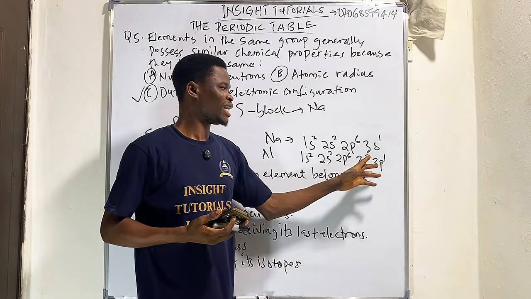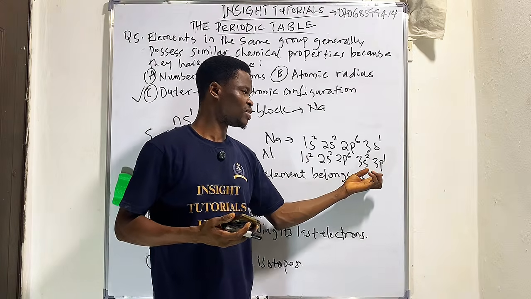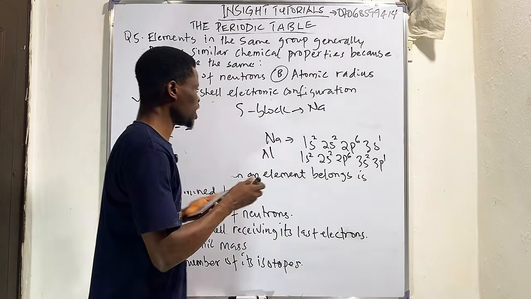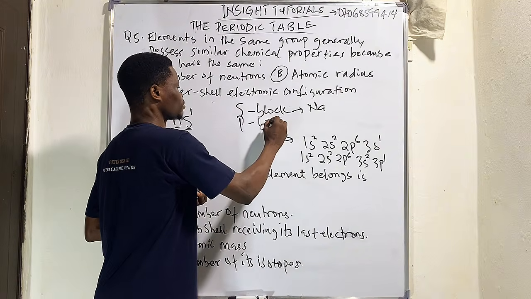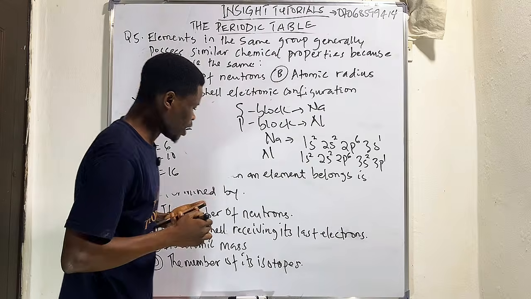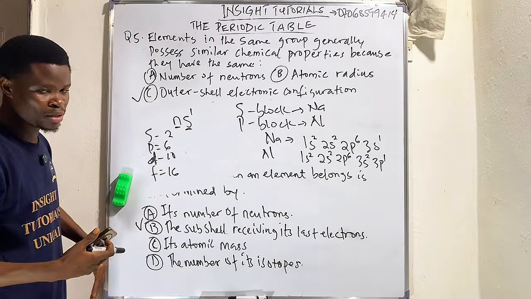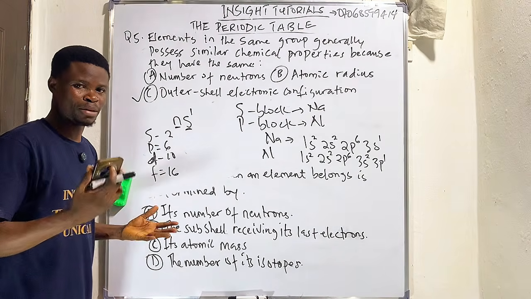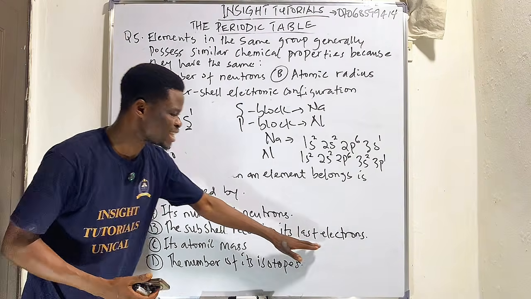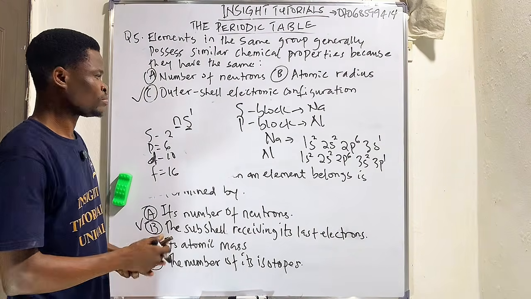Aluminium, the last subshell that is receiving its last electron is the p. So it is a p block element. So how do you determine the block an element belongs to? You determine that by taking cognizance of the subshell receiving its last electron.